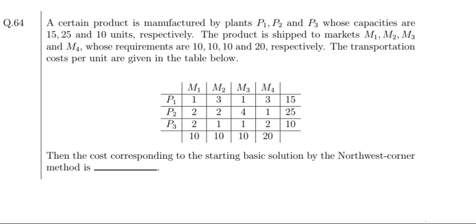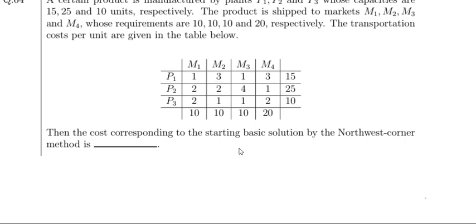This problem is also related to operation research. A certain product is manufactured by plants P1, P2 and P3 whose capacities are 15, 25 and 10 units respectively. The product is shipped to markets M1, M2, M3, M4 whose requirements are 10, 10, 10, 20 respectively. So it's a transportation problem. We have to find the basic solution using the northwest corner rule.